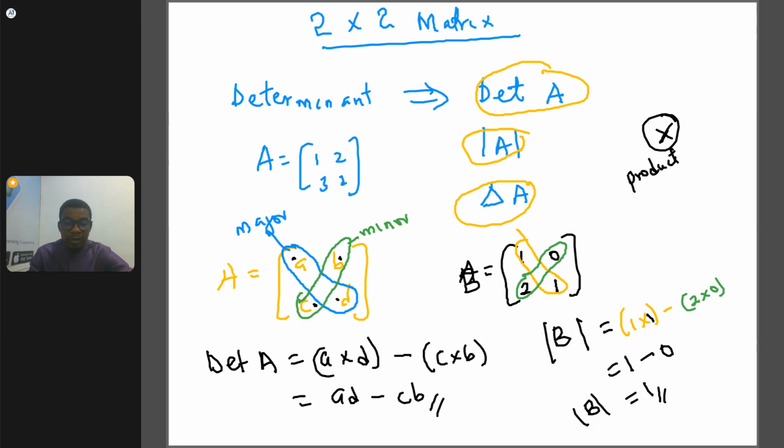Okay, so let's take another question on determinant of 2 by 2 matrix.